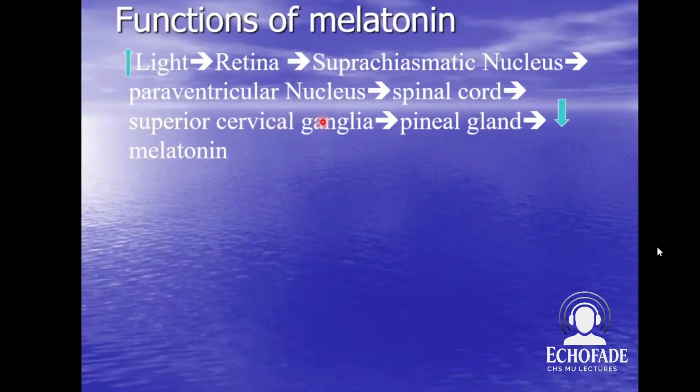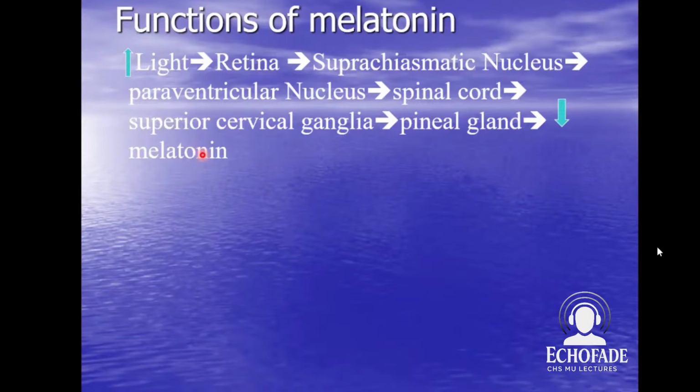And from this superior cervical ganglia, the neurons then stimulate the pineal gland to reduce the amount of melatonin. So when you have an increase in light, there's reduction in melatonin. So melatonin is produced during darkness.